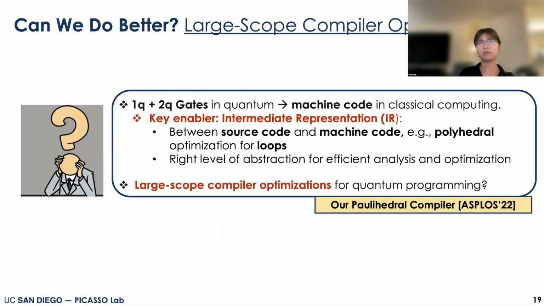As a compiler person, I always wonder, can we do better? Because in classical builds, optimization on the machine code is usually the last step we apply. And these 1-qubit and 2-qubit gates in quantum are almost like the machine code in classical computing. So we wonder, can we have high-level structures, just like the loop structures in classical computing, so that we can apply a lot of high-level optimizations? That leads to our polyhedral compiler in ASPLOS 2022.